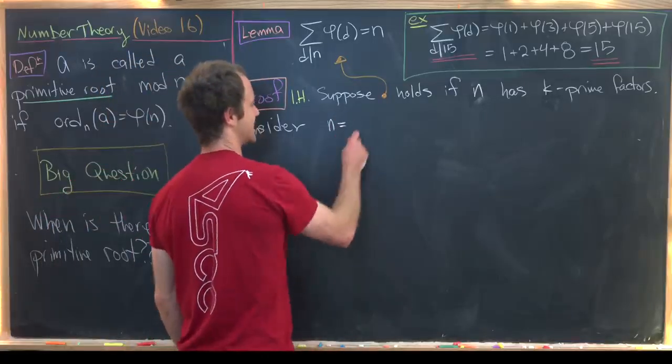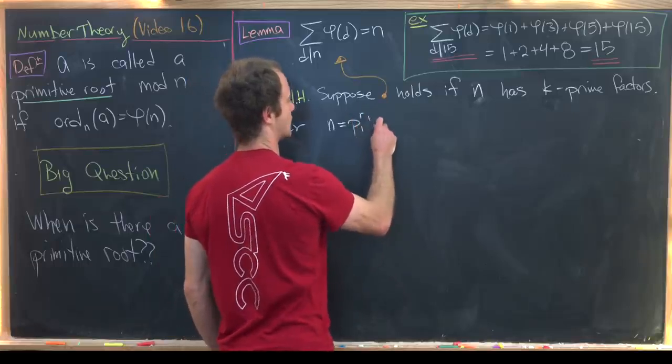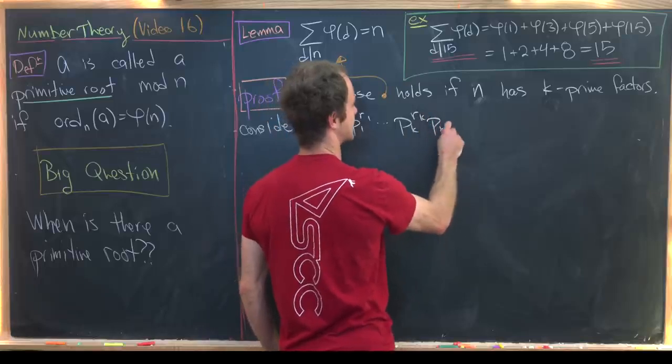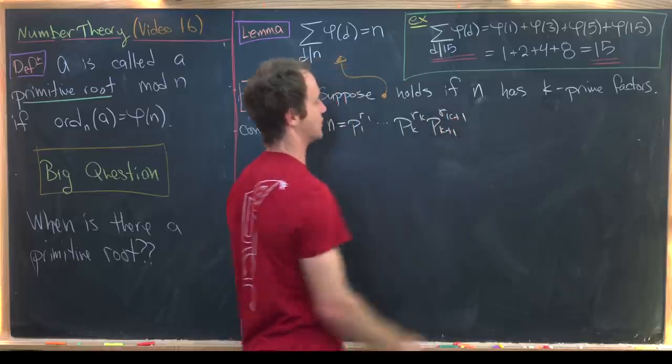So we're going to write this as n equals p1 to the r1, all the way up to pk to the rk, times p to the k plus 1, r k plus 1.